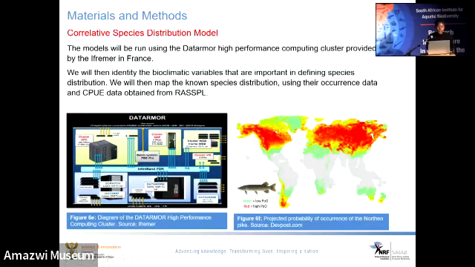For our correlative SDMs, the model will be run using the Datamo high performance cluster provided by IFREMER in France. We will then identify bioclimatic variables that are important in defining species distribution. Then we'll map out the known distribution using the occurrence data and CPUE data obtained from RESPO and ORI.